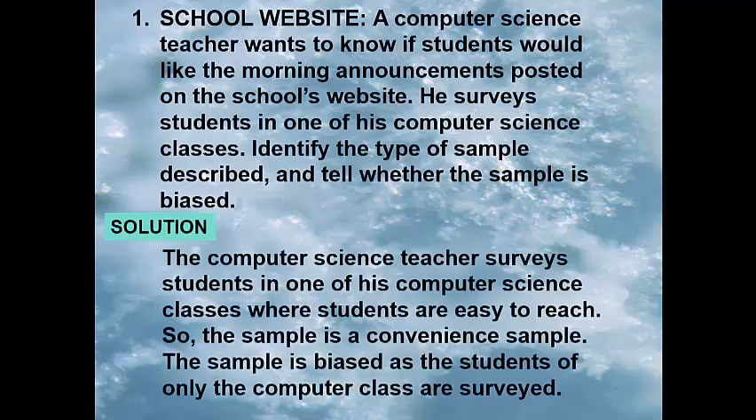So the computer science teacher surveys students in one of his computer science classes, where students are easy to reach. So the sample is a convenience sample, and it is biased, as the students of only the computer class are surveyed. So it is a convenience sample and biased, based on the question. So please read the question carefully to decide which sample is which and if it's biased or unbiased.